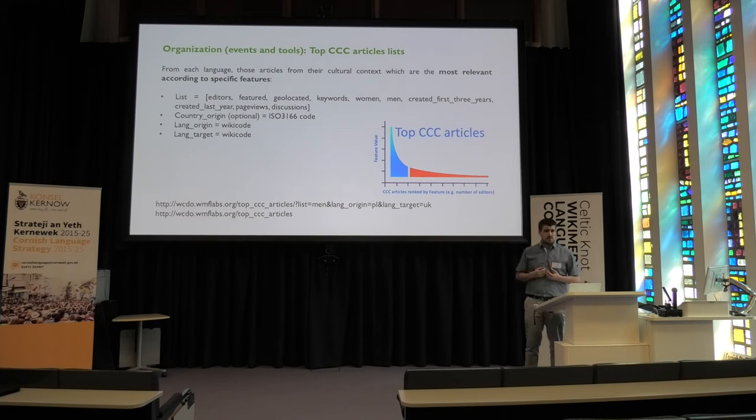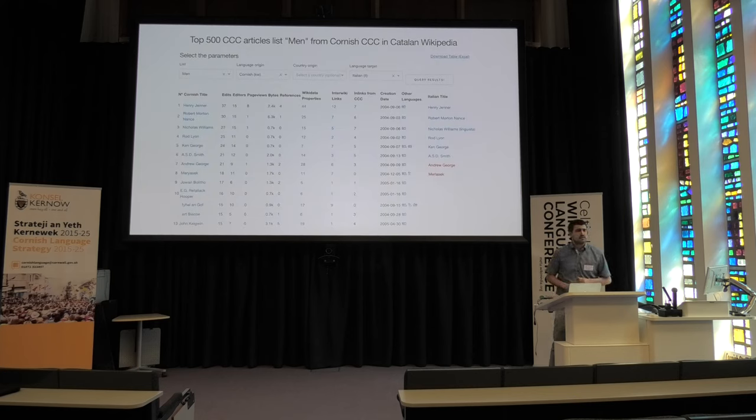Actually, the best one is the number of editors, to see if an article is really relevant. And then other kinds of features like keywords, women, men, to select specific segments of CCC in order to get more and more interesting content. This is important especially for other gaps like the gender gap, where you want to tackle just the women. And then with the language origin and the language target, we can get a table like this.